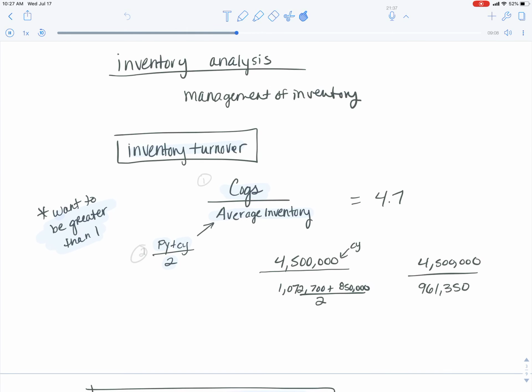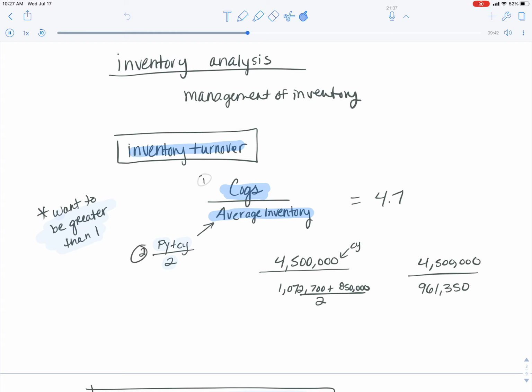Okay, inventory analysis is where we're trying to assess our efficiency in managing our inventory. So this is a liquidity measure. This first one is inventory turnover. And I abbreviated the numerator here. It's cost of goods sold divided by average inventory. So you ought to be able to find cost of goods sold over on the income statement. And average inventory, you're going to have to go to the balance sheet.